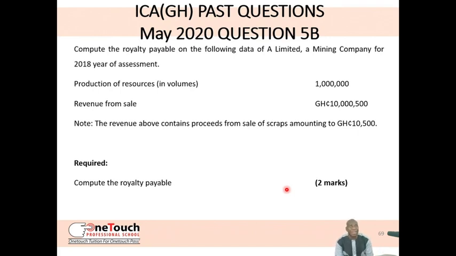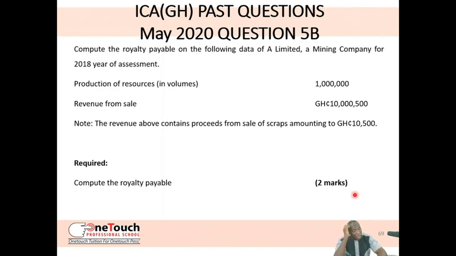Some past questions. May 2020, question 5B. Compute the royalty payable on the following data of A Limited, a mining company for the year 2018. Production of resources in volumes, 1 million. Revenue from sale. Now note, the revenue above contains proceeds from the sale of scrap amounting to 10,500. Required. Compute the royalty payable, 2 marks.